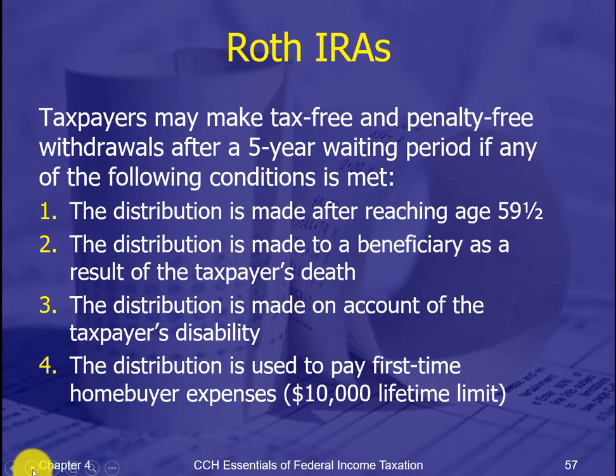So, what can you do with the Roth IRA? You can make tax-free and penalty-free withdrawals after a 5-year waiting period. So you've got to wait 5 years, and then you've got to wait till you're past 59 and a half, or there's a beneficiary with a death, or there's a disability, or you use the money to buy a new house, your first time buying a house.